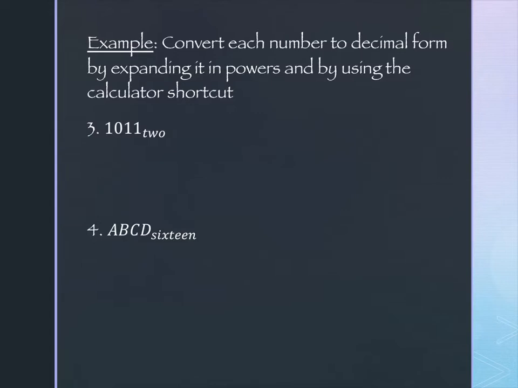So each of these numbers are in a specific base. This one, 1011, is in base 2. So it means I have a 4-digit number. The number is 1011. And each of these place values in our system would be a base 10, but this is base 2. So instead of it being 10 to the 0, it's 2 to the 0. And instead of it being 10 to the 1, it's 2 to the 1. And 10 to the 2, it's 2 to the 2. And 10 to the 3, it's 2 to the 3. Because I'm in base 2.